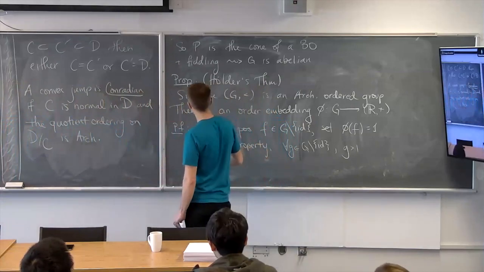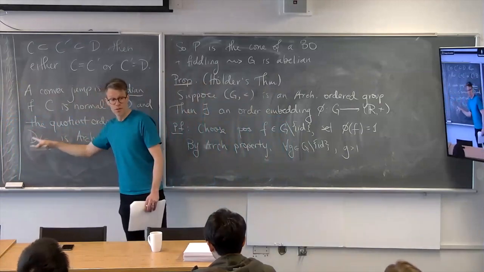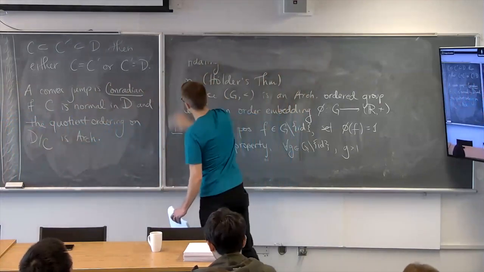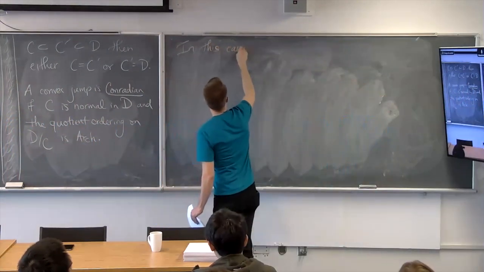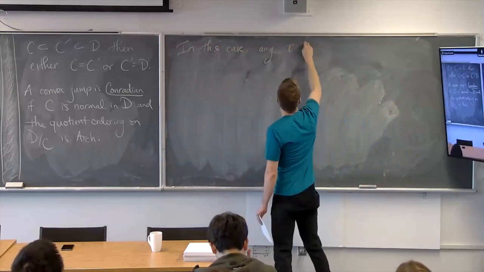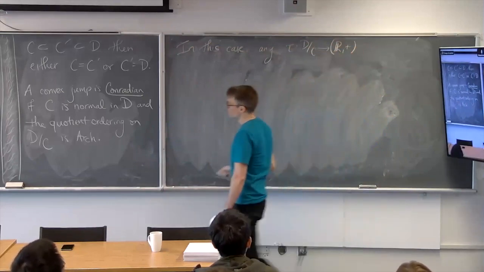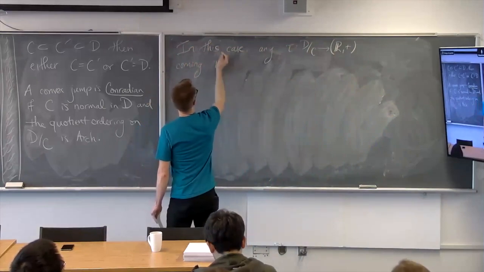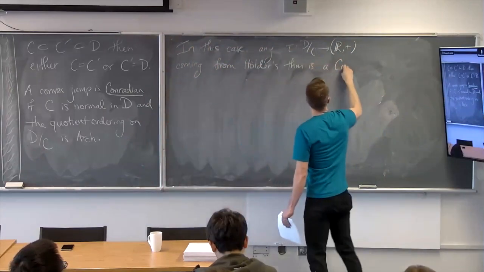And in this case, we can apply Hölder's theorem to this jump and get an embedding of this group into R plus, right? So let's just say that such a homomorphism is there and it has a name as well. In this case, any homomorphism from D mod C to R plus that comes from Hölder's theorem is called the Conrad homomorphism.